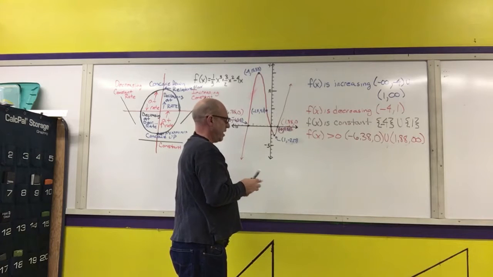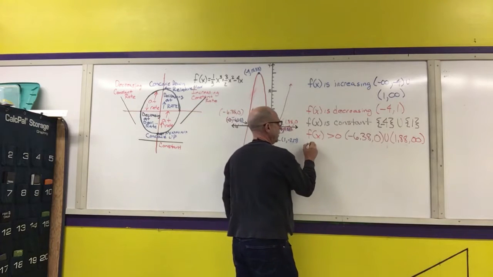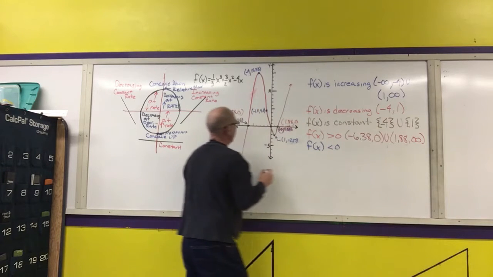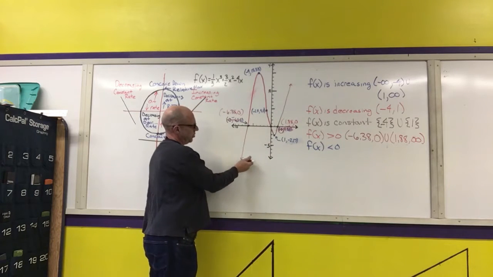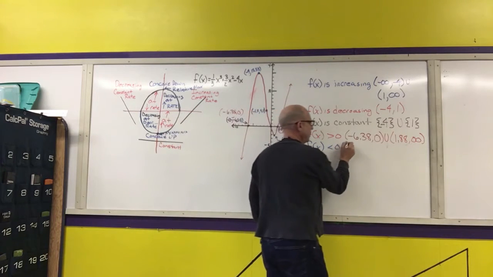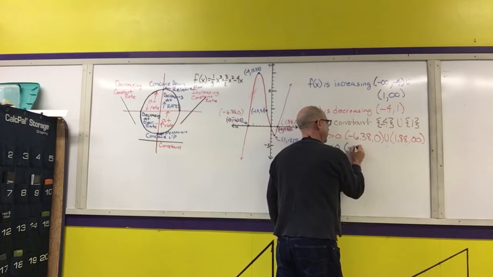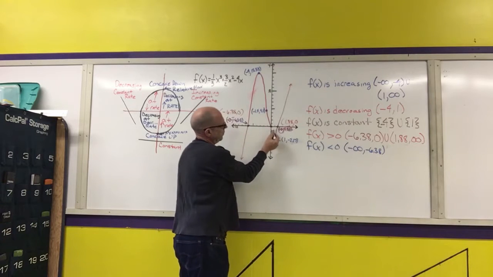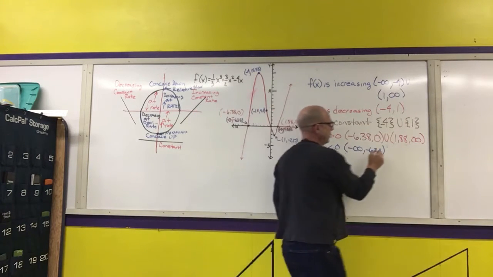Similarly, you may be asked when the graph is negative. F of x is negative whenever I'm below the x-axis. So the graph is negative from -infinity to -6.38. The graph is also negative between the x values of 0 and 1.88.